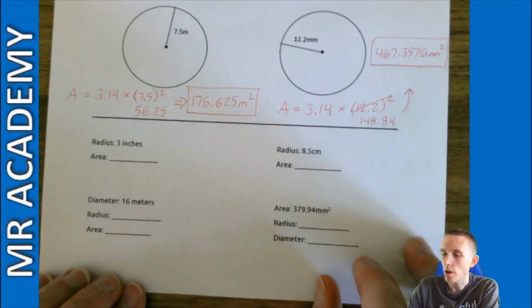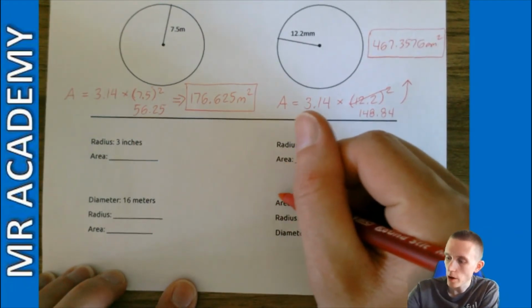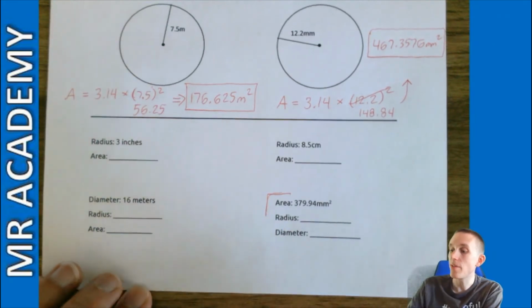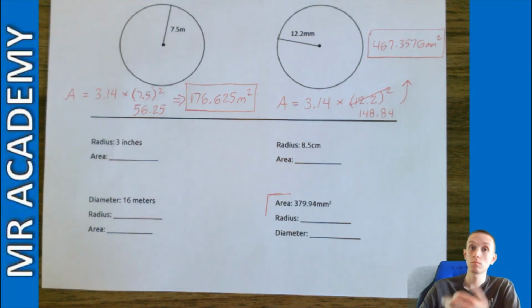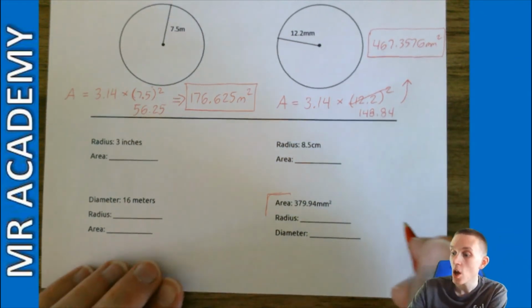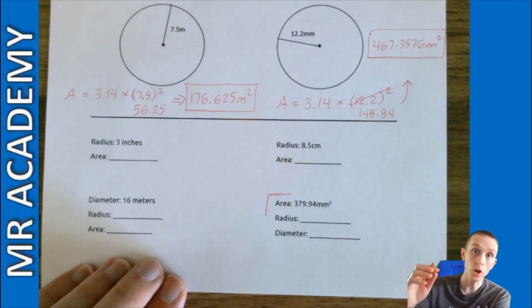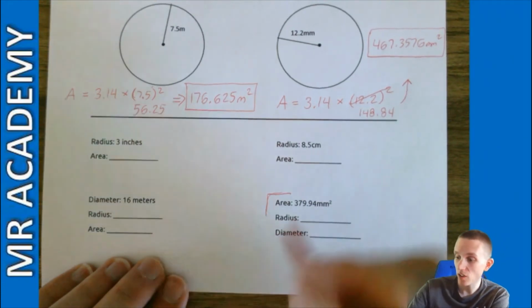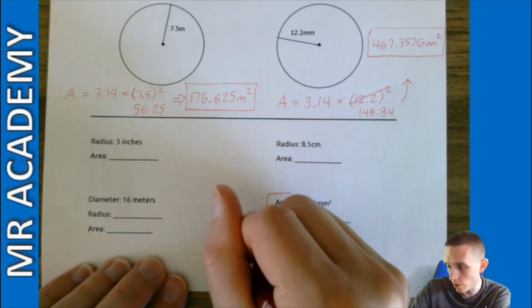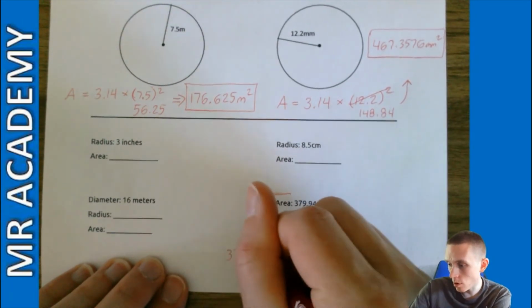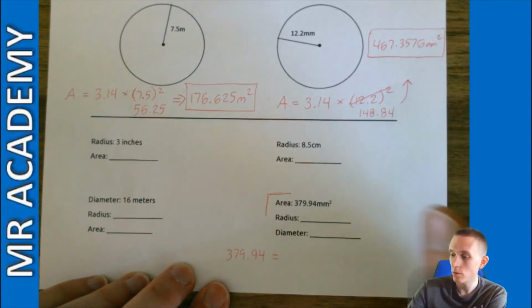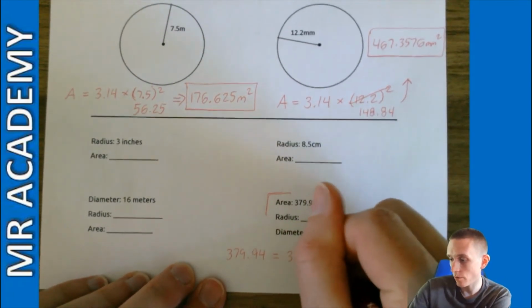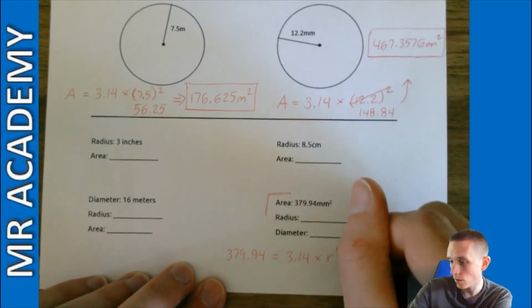Now, once again down here, I'm only going to do one of these because we are running a little bit long already, but I want to look at this one right here. If they give us the area, in our circumference video we figured out, hey, if they give us a circumference, how do we work backwards? Well, let's do the exact same thing right here. We still plug in what we know, and we leave blank whatever we don't know. So in this case, we know the A. We know 379.94, and that equals pi 3.14 times our radius squared.